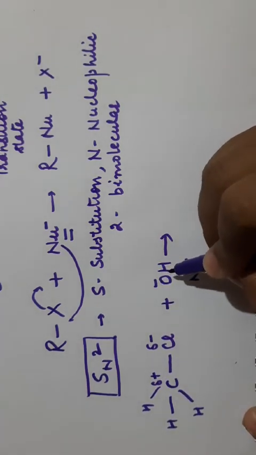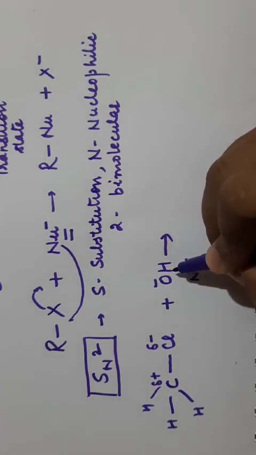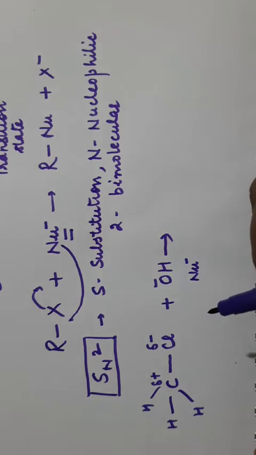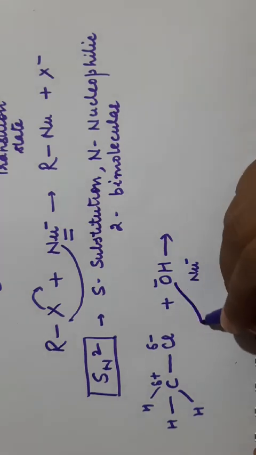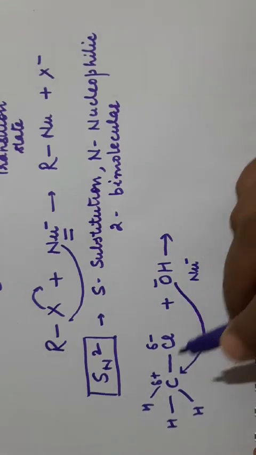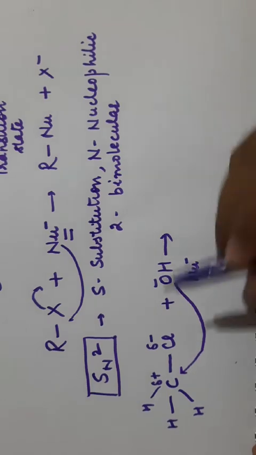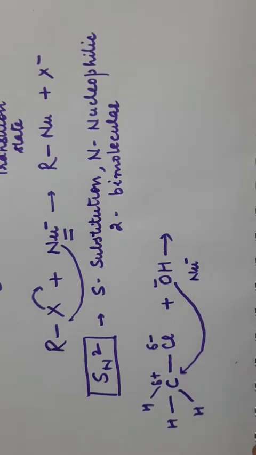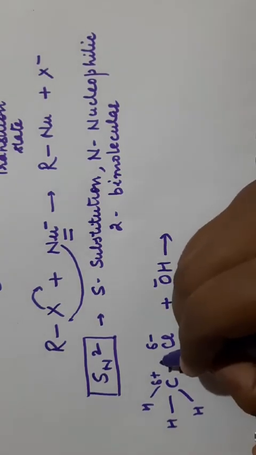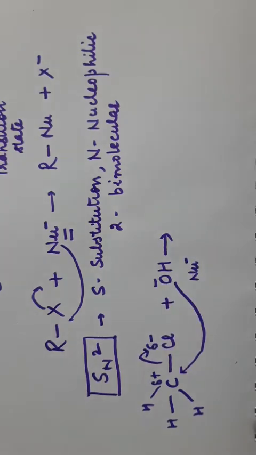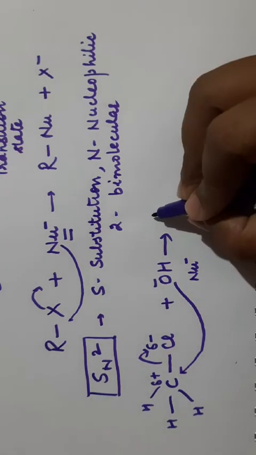Carbon will develop a partial positive charge. Now this is a nucleophile. At which center will it attack? At the electron deficient center, because it is electron rich. What is the electron deficient center here? This carbon is the electron deficient center. So OH minus will attack at this carbon and this Cl will leave. All this will happen in a single step.